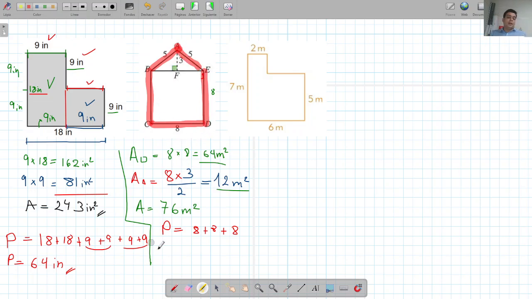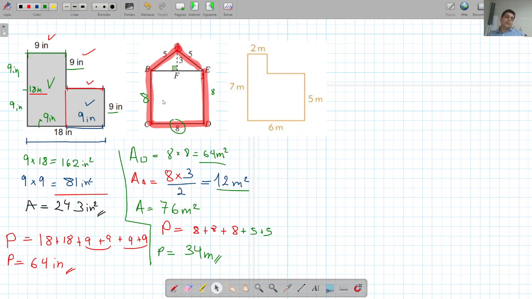And we are going to add them too, I forgot to add them. So we got 8 plus 8 plus 8. And we have the other two sides, which is 5 and 5. Therefore, we are going to continue doing plus 5 plus 5. If we find this, this is 24 plus 10, this is 34 meters. And we are done.